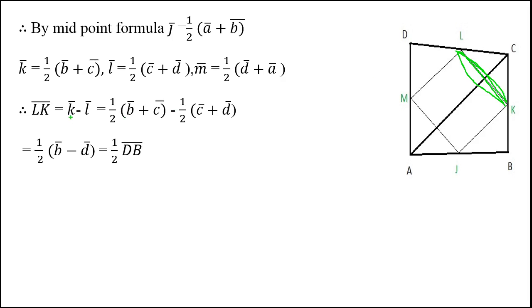For that I use this result: LK bar is equal to K bar minus L bar, and I have the ready-made value of K bar and of L bar, so I have used those and simplified it, and I have observed that this is equal to half of DB bar. LK is half of DB. Now I will find MJ.